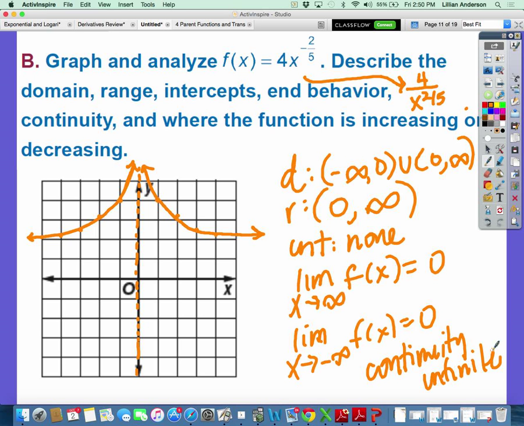And am I decreasing anywhere? Yes, from negative infinity to 0, I am decreasing. And what's happening from 0 to infinity? Wait, no, you got it, it's decreasing there too. Sorry, that threw me off.